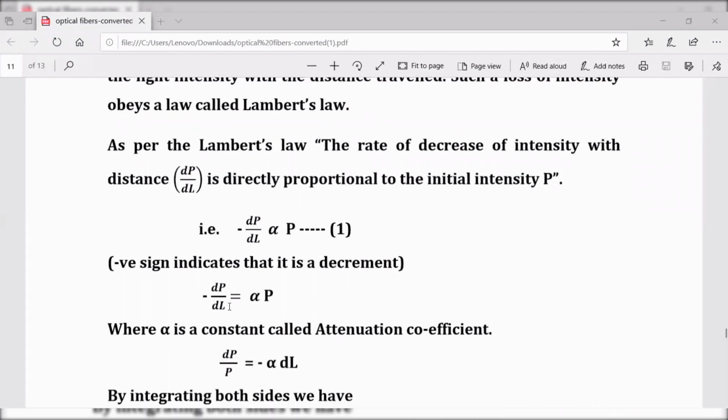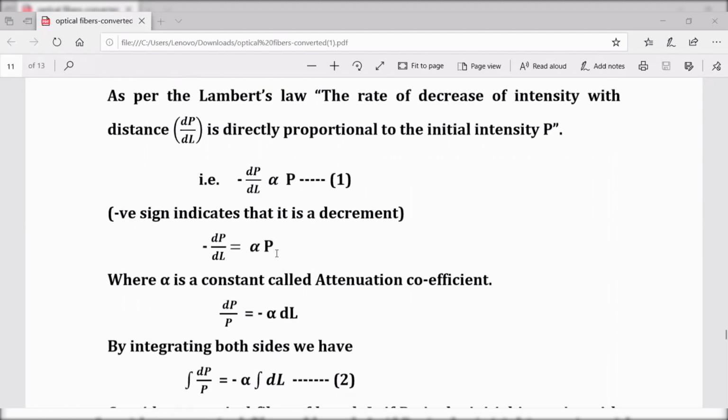Now, when dP by dL is proportional to P, let us remove this proportionality and add a constant. That constant is called alpha, which is called the attenuation coefficient. Let us rearrange this equation as dP by P is equal to minus alpha into dL.